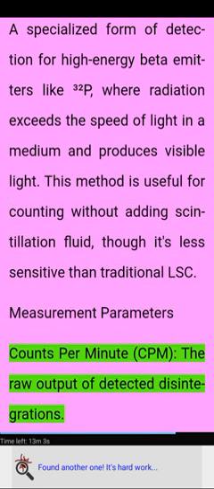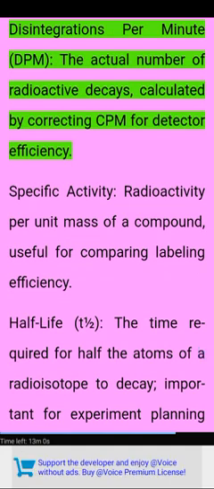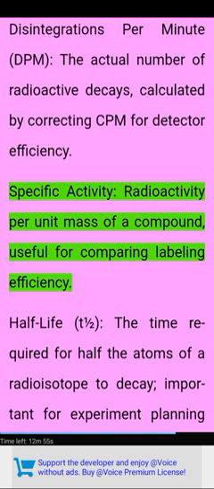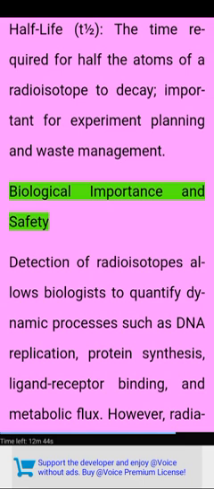Measurement parameters. Counts per minute, CPM, the raw output of detected disintegrations. Disintegrations per minute, DPM, the actual number of radioactive decays, calculated by correcting CPM for detector efficiency. Specific activity, radioactivity per unit mass of a compound, useful for comparing labeling efficiency. Half-life, T1/2, the time required for half the atoms of a radioisotope to decay, important for experiment planning and waste management.